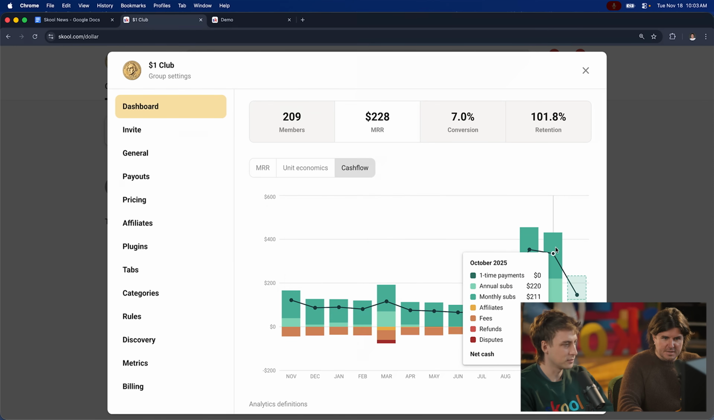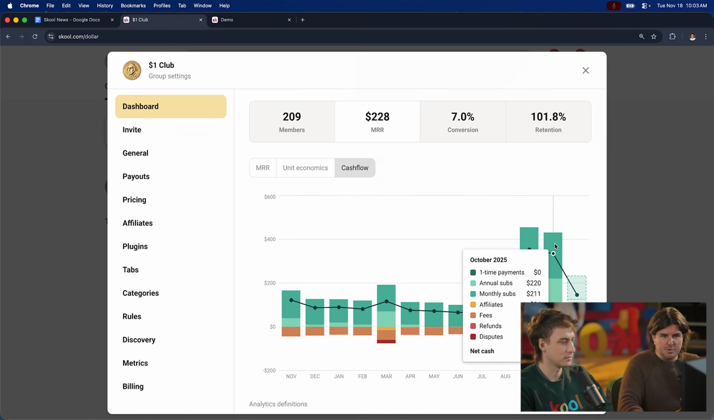Then you can also see your cash flow, which is a really useful feature, because if you hover over a month, you can see if you've got one-time payments, it'll break it out, because one-time payments aren't a part of MRR. You can also see your annual subs, because an annual sub is divided by 12 and added to MRR, but you collected all of that cash today, right? So it shows up in your cash flow here. So I can see my annual subs for the month of October were more than the total of my monthlies.